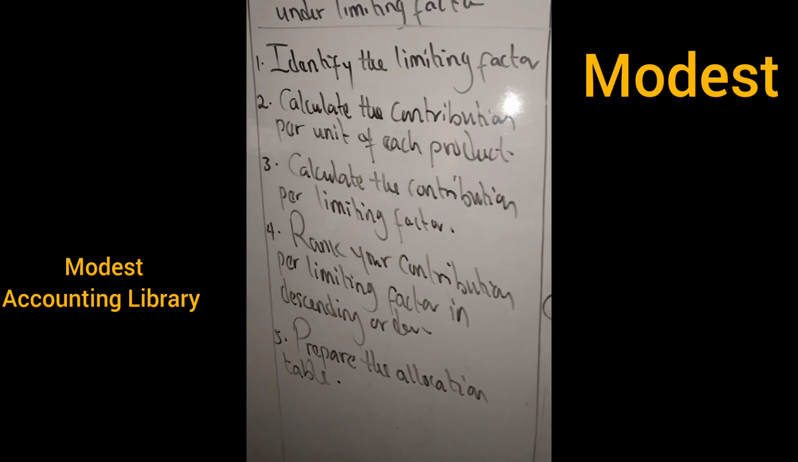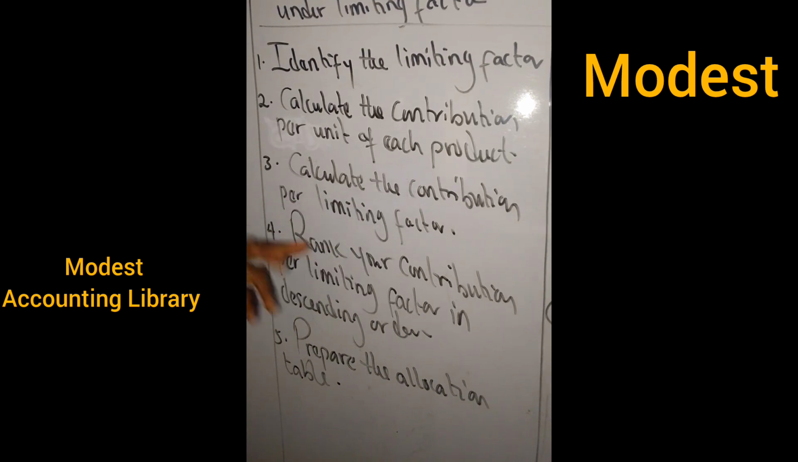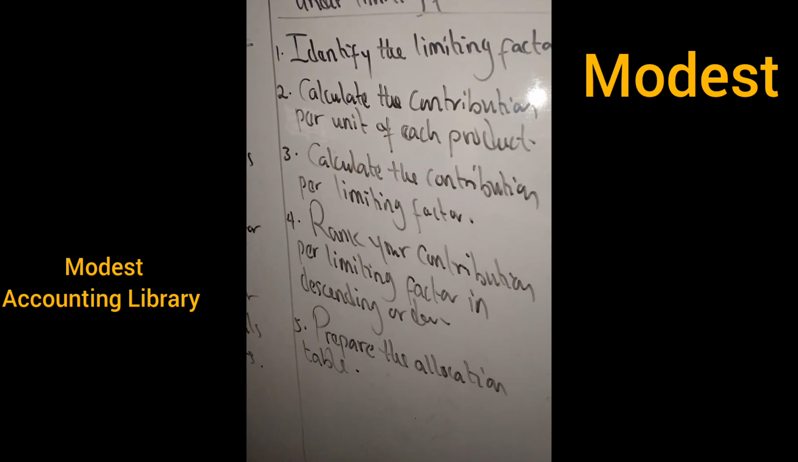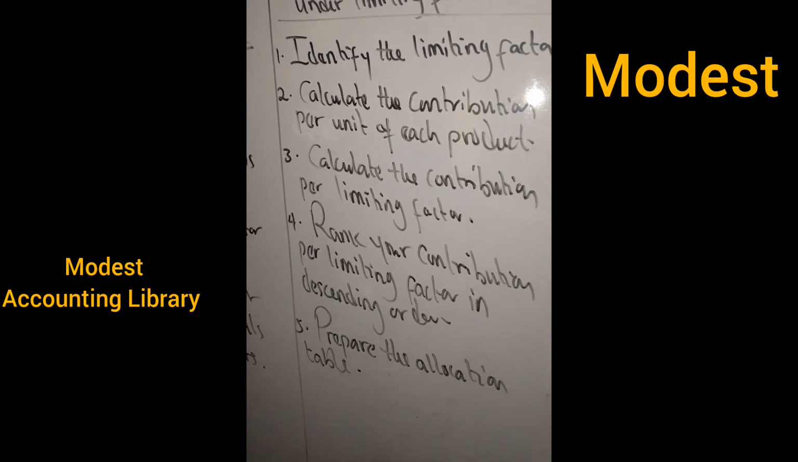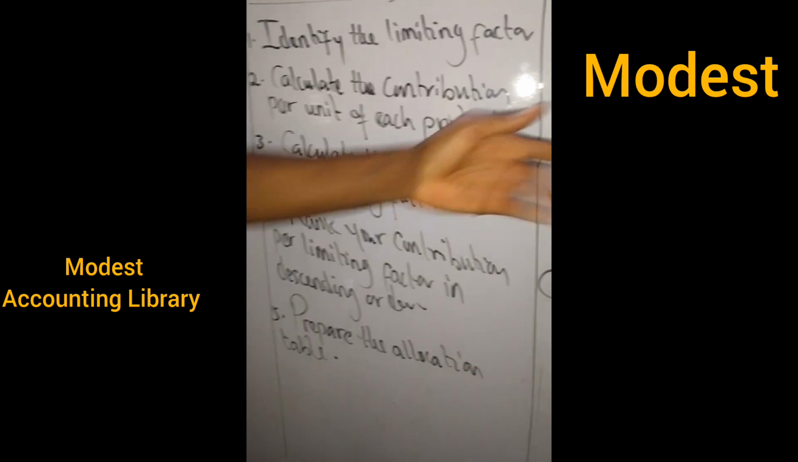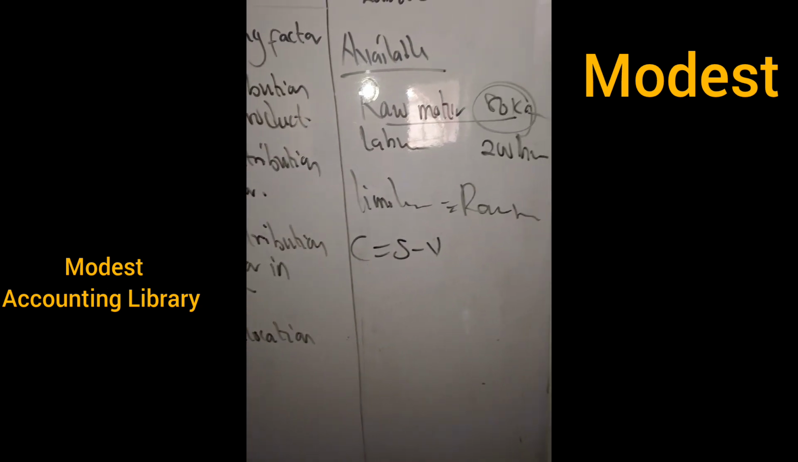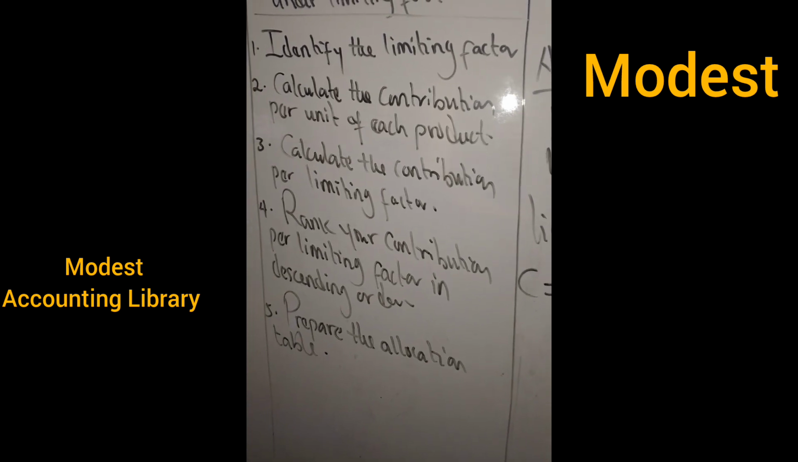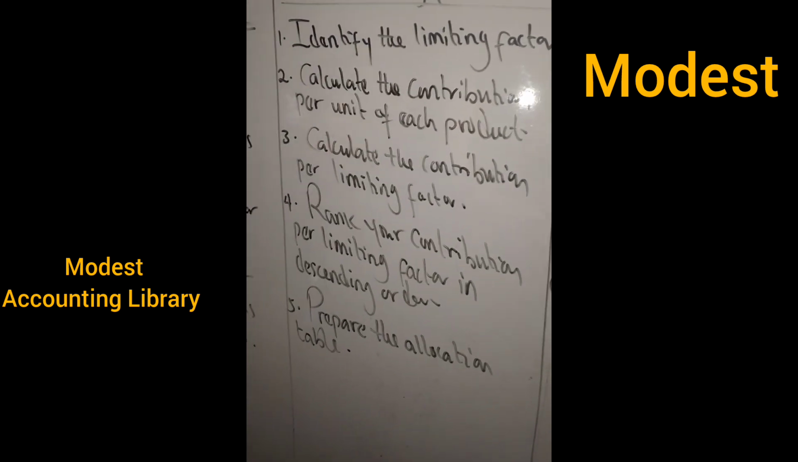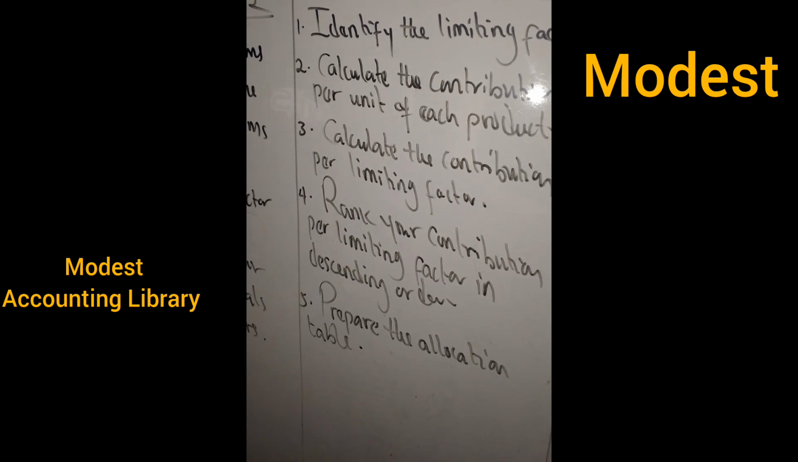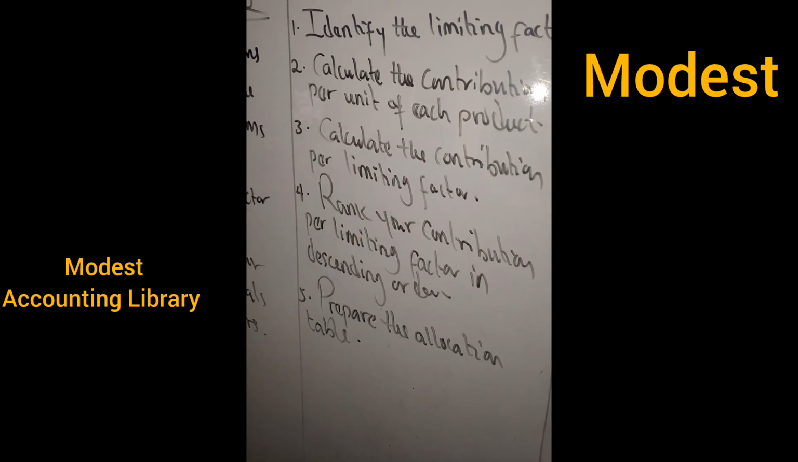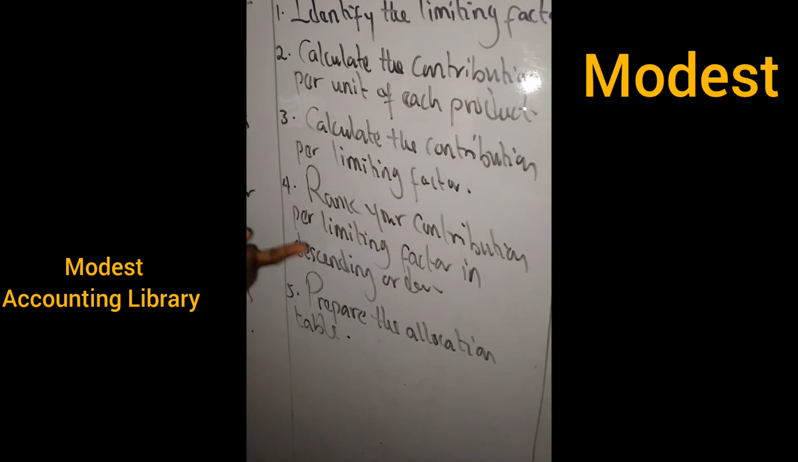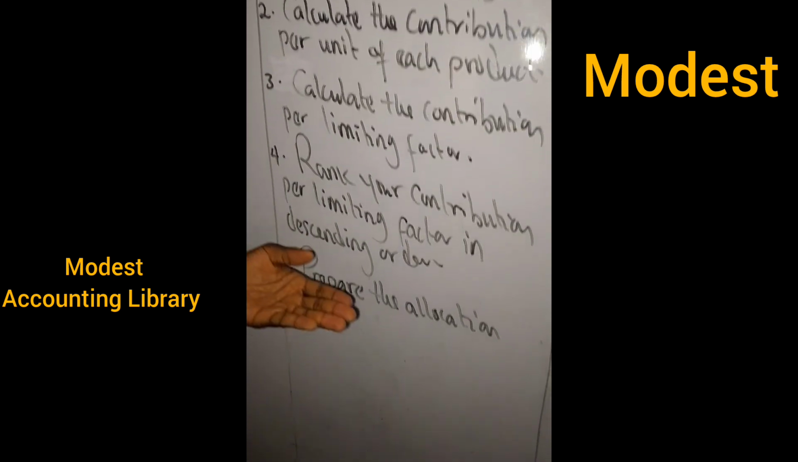That's one. The next step is to calculate the contribution per limiting factor. If we have some limiting factor, there can be one limiting factor, there can be more than one, we would also need to calculate the contribution per that limiting factor. After we have calculated the contribution per limiting factor, it is through it that we are now going to rank. Step 4 is to rank your contribution per limiting factor in descending order.